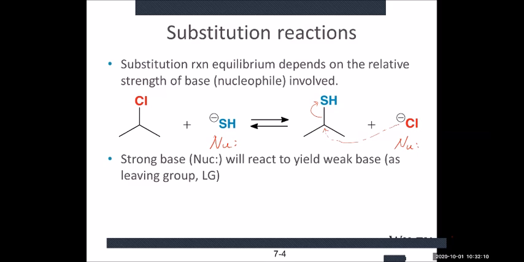So for the reaction to move forward, favoring the right-hand product, the reactant nucleophile must be stronger than the product nucleophile. The reactant nucleophile has to be stronger than the product nucleophile. And so, in organic chemistry, we find that sulfur is typically a very strong nucleophile, whereas the chloride is a fairly weak nucleophile. So this reaction takes place just because of the strength of the nucleophile, or nucleophilicity.